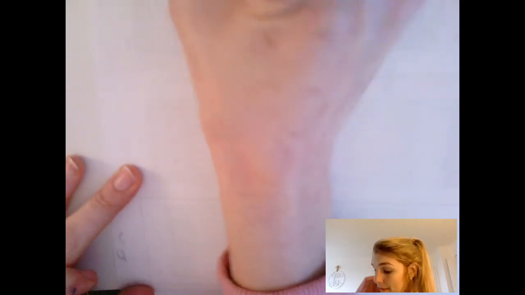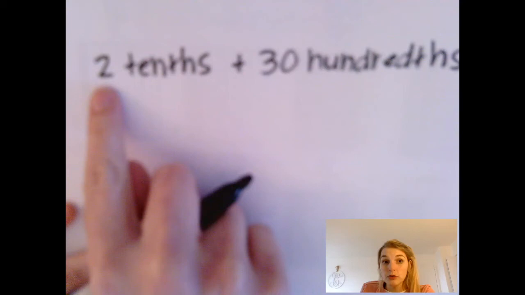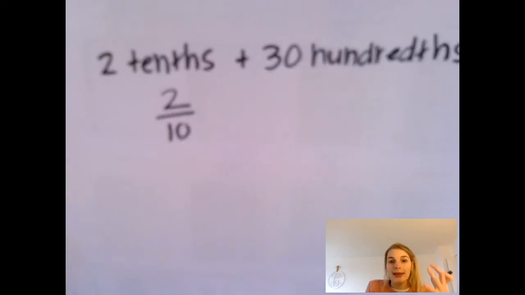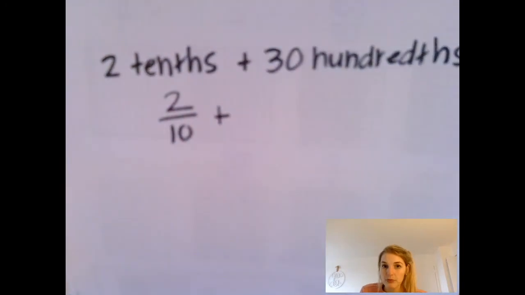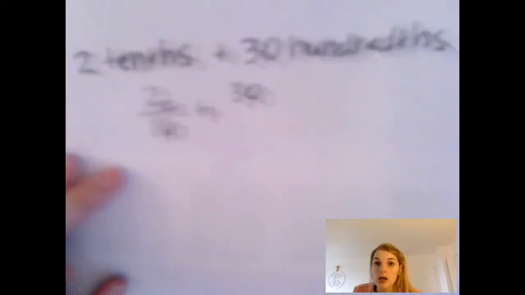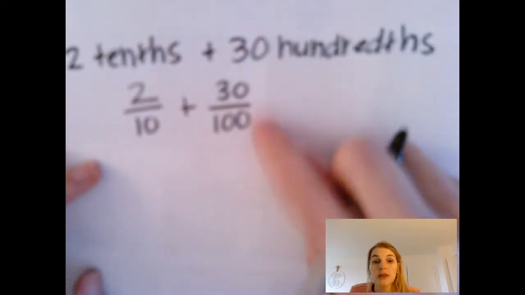So let's say I have 2 tenths plus 30 hundredths. Okay, 2 tenths. I know that this is 2 out of 10. So if we were to have a whole candy bar, 2 out of 10 of those pieces is what we're talking about. Now, 30 hundredths. I'm going to take 30, and as we can see, hundredths, we are going to put that over 100. This is 30 pieces out of 100.